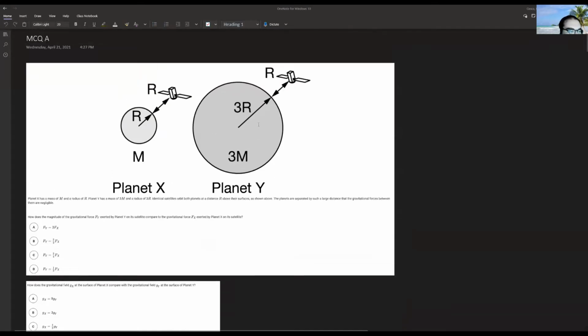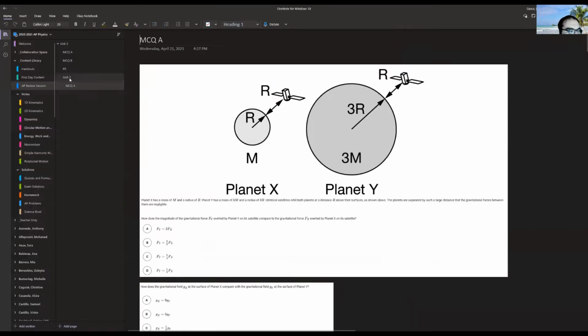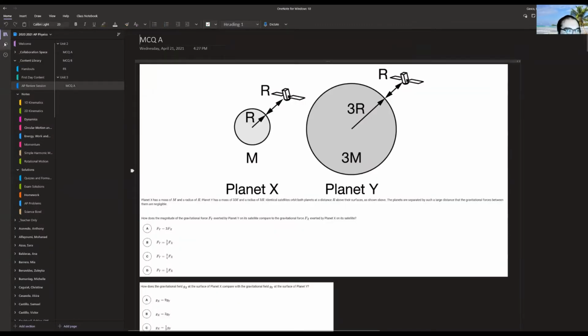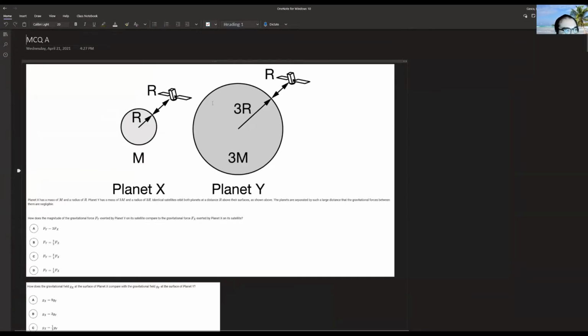Alrighty, welcome everybody. This is going to be AP Physics Review, Unit 3, Multiple Choice Questions A. So here's our first question.